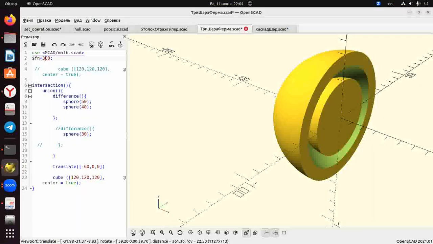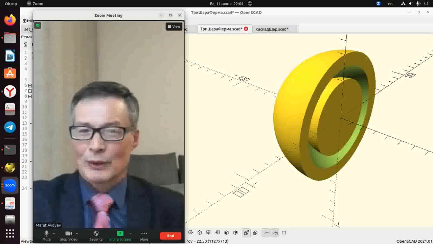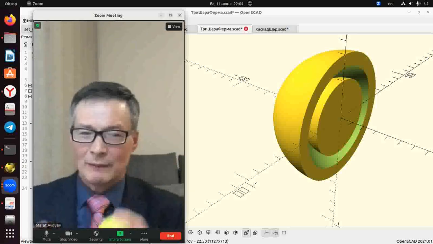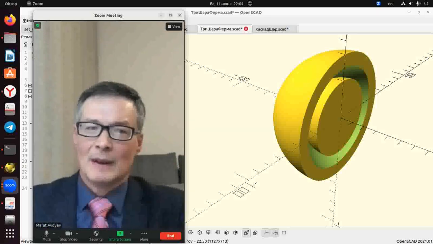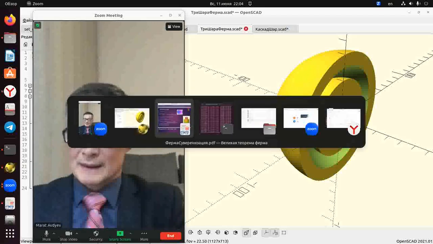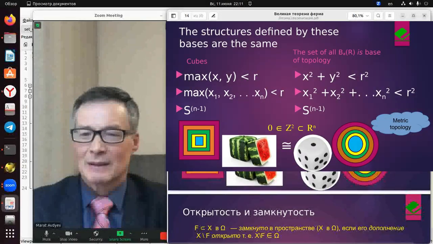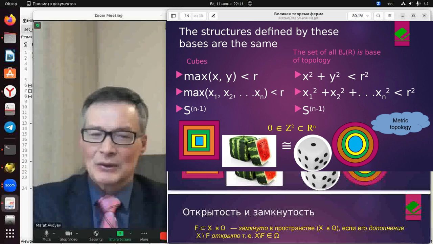Let's imagine nested balls. They are defined by the equation x squared plus y squared less than radius r squared. We mean open balls, because the spheres themselves that enclose the ball do not belong to this set. For the n-dimensional case, everything works the same way, but here instead of 2 coordinates there are n coordinates. The sum of their squares is still less than the radius r squared.